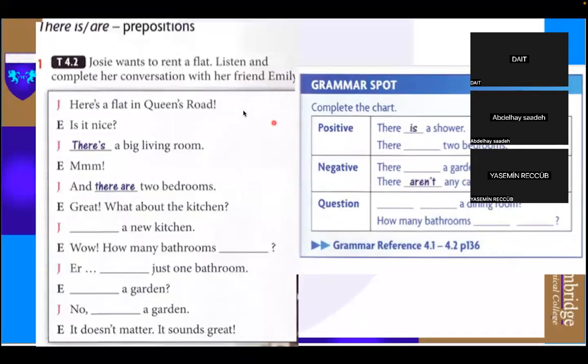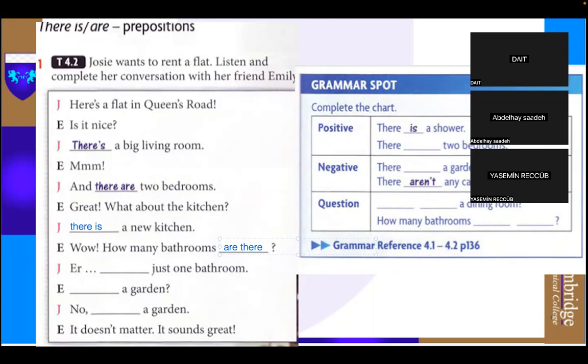Now let's go to the next one. So here is there is and there are for negative. How to use them in the negative form. So first, let's do this exercise very quickly. There is a flat in Queens Road. It is nice. There is a big living room and there are 2 bedrooms. Great. What about the kitchen? A new kitchen. What is the answer here? There is a new kitchen. Okay, wow. How many bathrooms? This is a question. How many are there? Are there? It's a question.